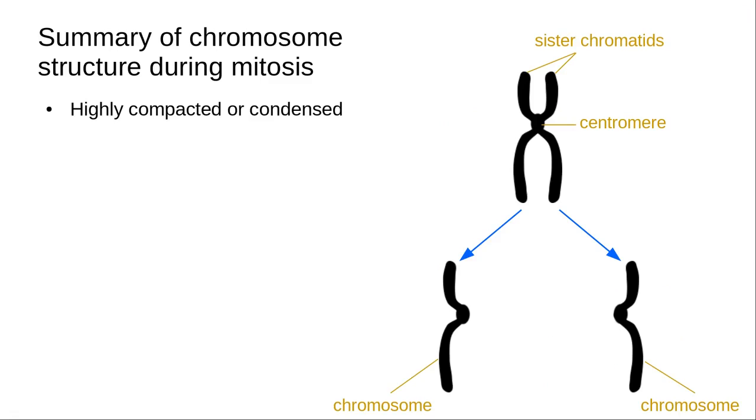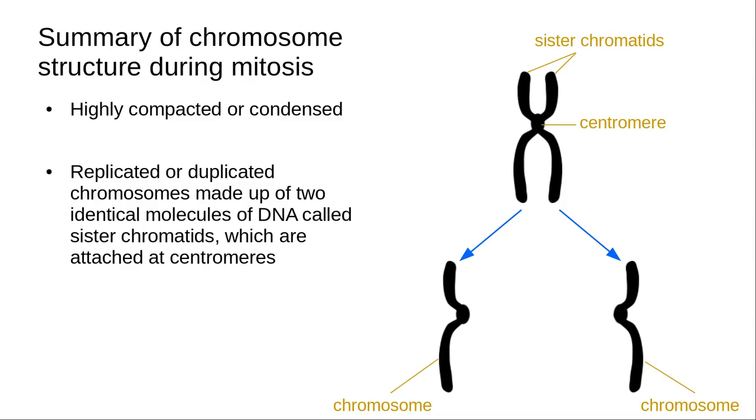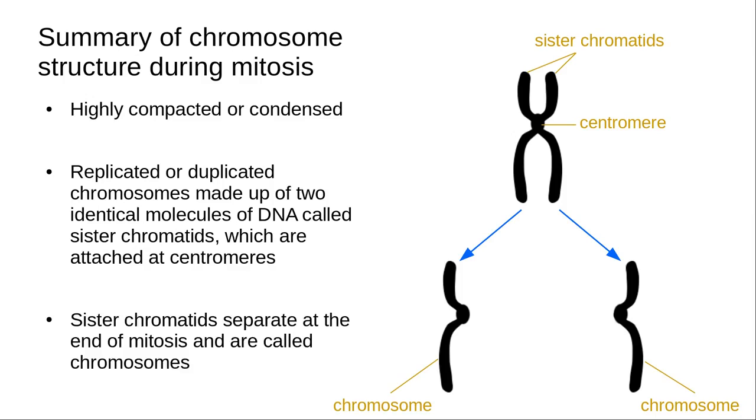The schematic on the right shows what happens to one chromosome during mitosis. During mitosis, chromosomes are highly compacted or condensed. At the beginning of mitosis, chromosomes are in a replicated state. Each identical copy of DNA is called a sister chromatid. Sister chromatids are attached at a special region of the DNA along with special proteins. Together, this region is called the centromere. Sister chromatids separate towards the end of mitosis and are now called chromosomes. Each chromosome at the end of mitosis contains one molecule of DNA and its associated proteins.